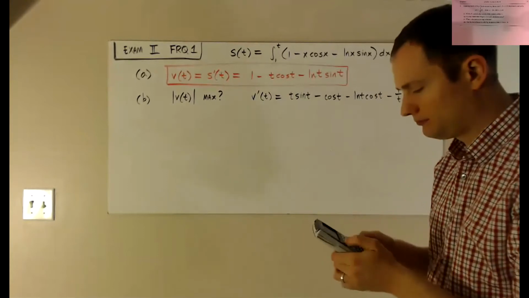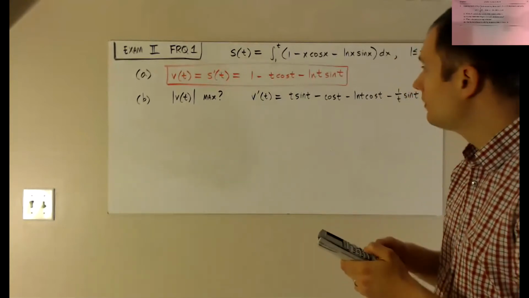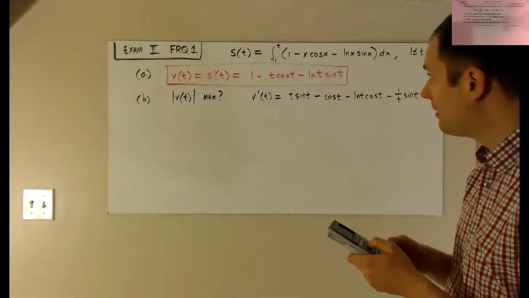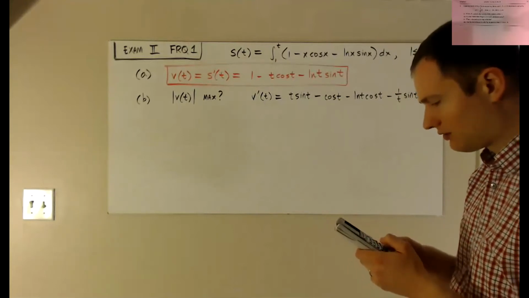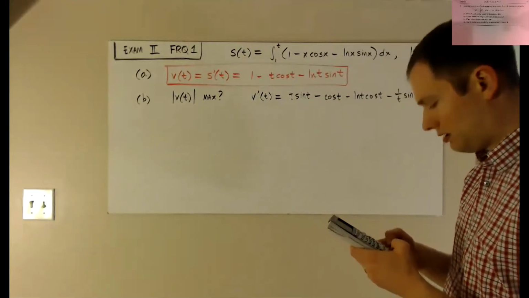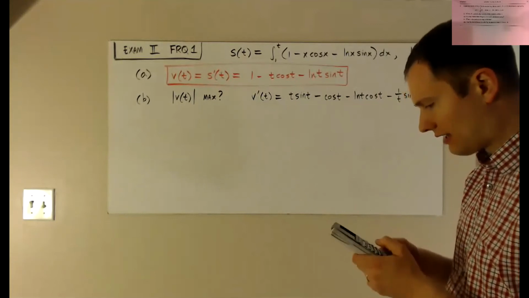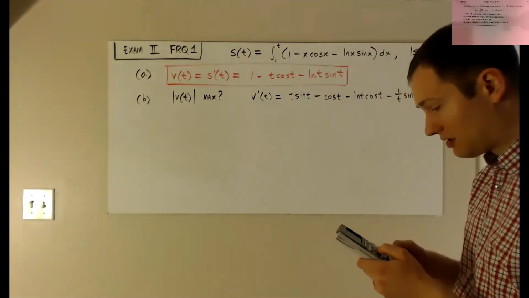So I'm typing in y1, 1 minus x cosine x minus the natural log of x times sine x. I'm just going to type that in.